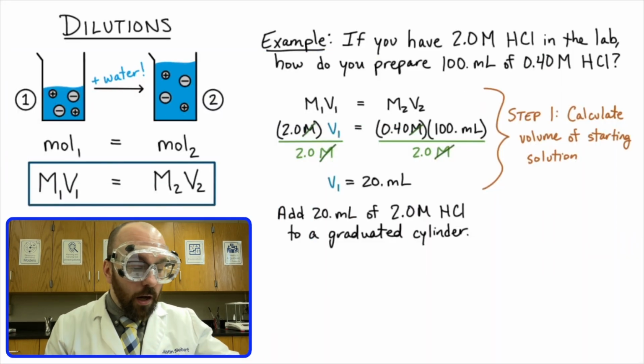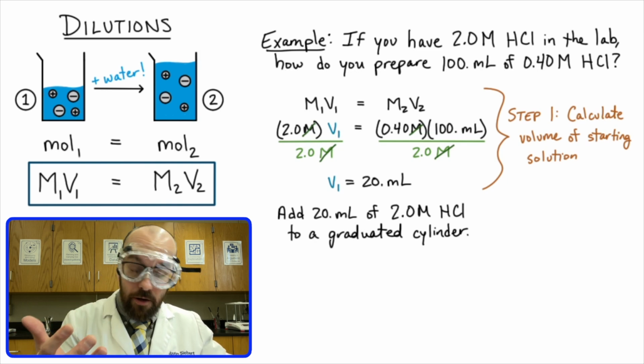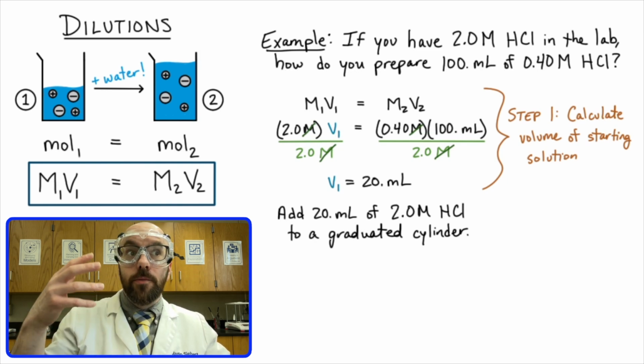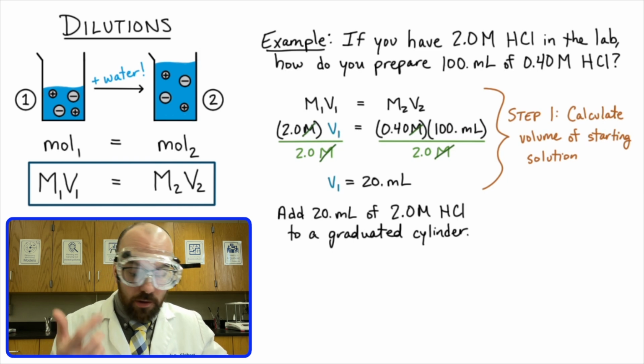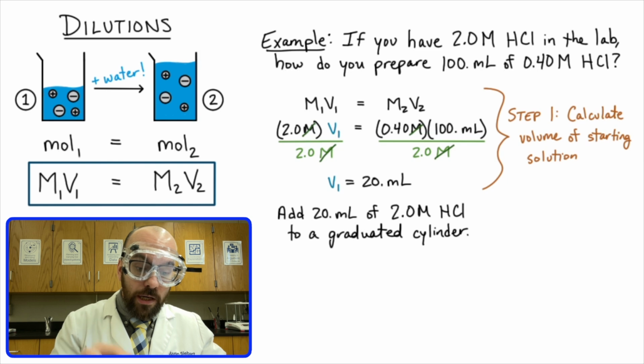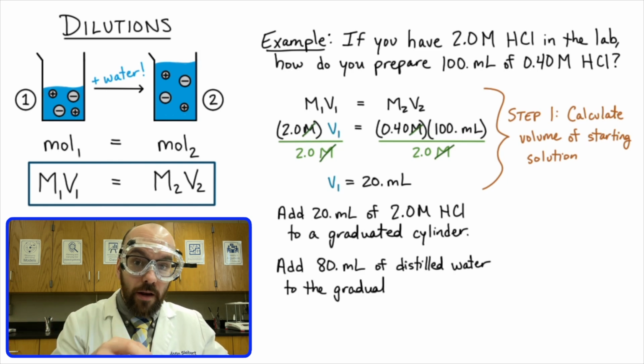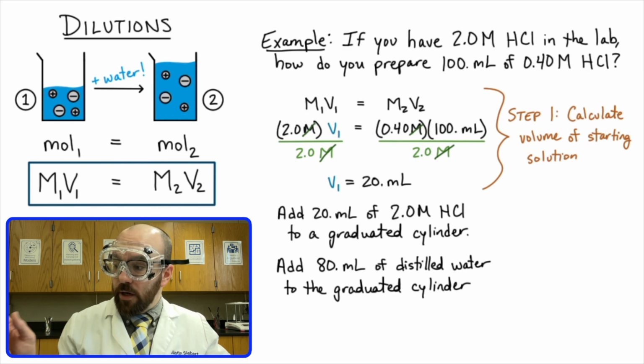Now we're trying to make 100 milliliters of this, but we're not going to add 100 milliliters. If we added 100 milliliters of water, then we would be up to 120 milliliters of solution. But we want to have 100 milliliters total to get the target molarity. So we need to add 80. How'd I get 80? Well, I took 100 minus the 20 that I started with. We're going to add that to the graduated cylinder.